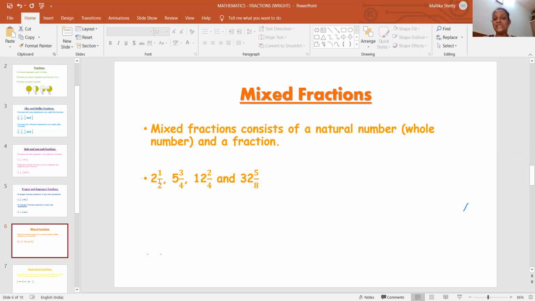Now, if I have to convert this into an improper fraction, what will I do? The easiest and simplest way is to take the denominator, that is 2, multiplied by the whole number 2, which gives me 4. Then the number in the numerator, I'm going to add that. So 4 plus 1 gives me 5. But is 5 my fraction? It's a whole number.